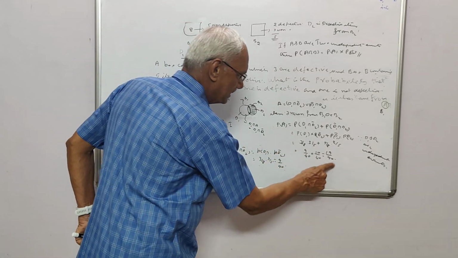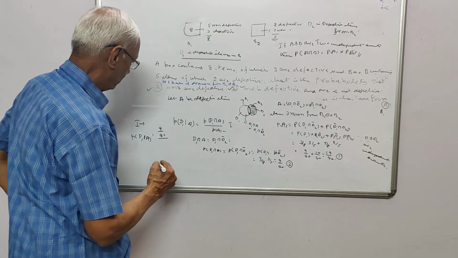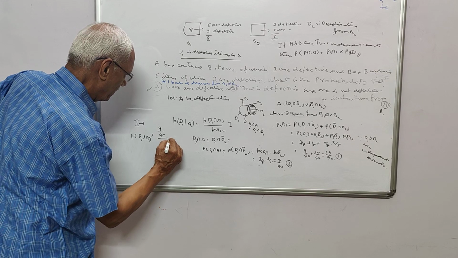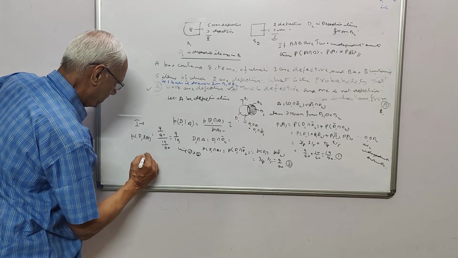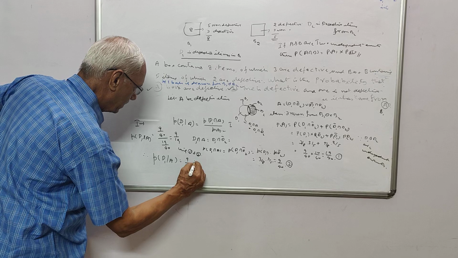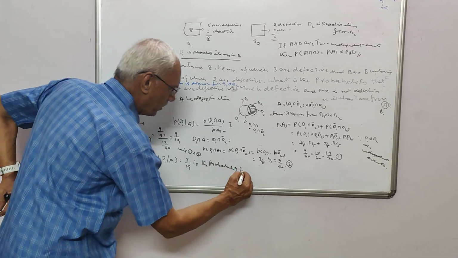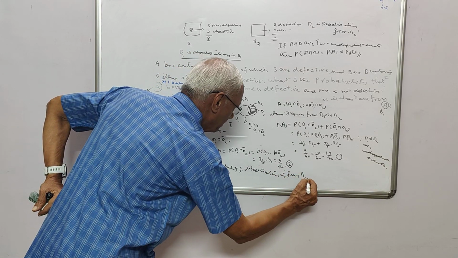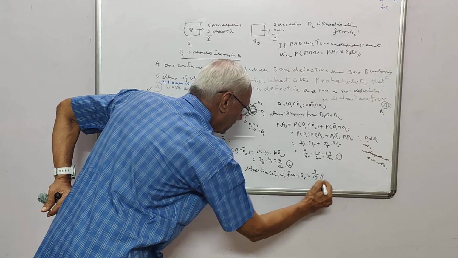What is P of A? P of A is 19 by 40. So you call this as your 1, call this as your 2. See, 9 by 40 divided by 19 by 40, that is equal to, using 1 and 2, the probability of a defective item being from B1 is equal to 9 by 19. So this is the answer.